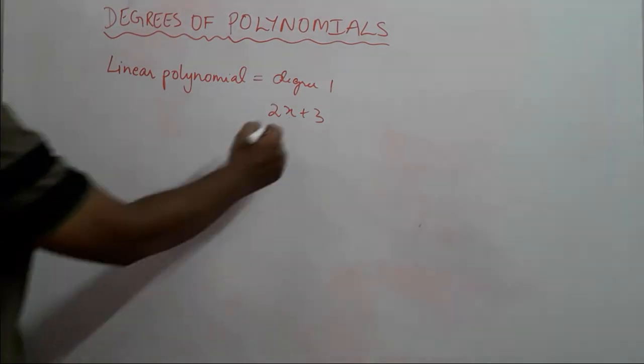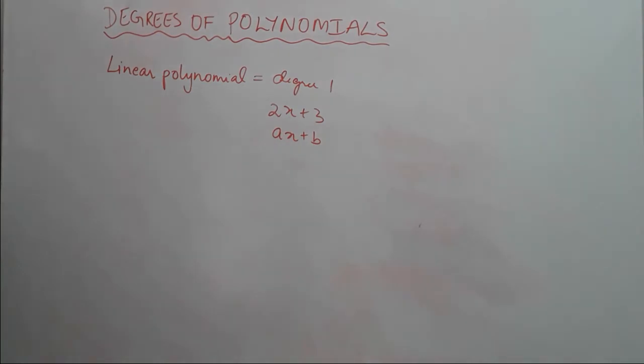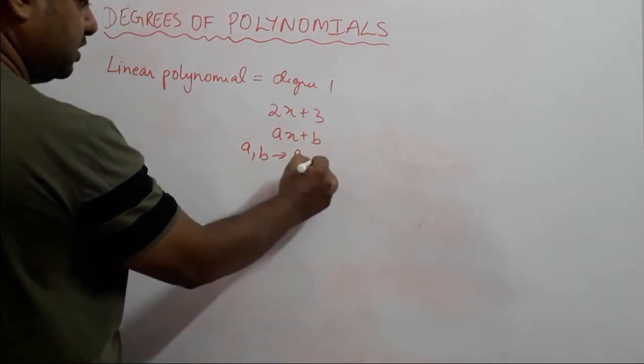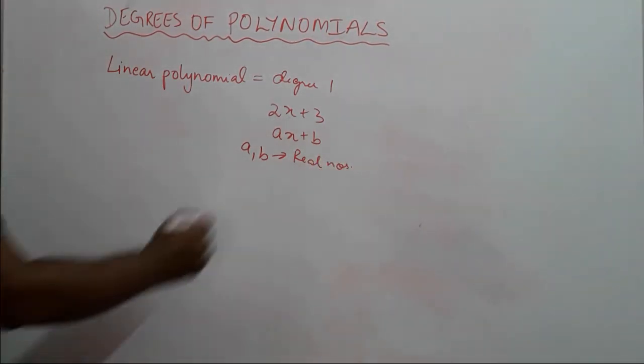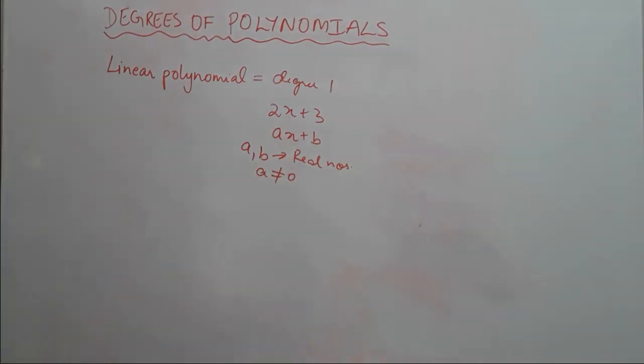It is usually in this form, ax plus b, where a and b are real numbers, and a is not equal to 0. I'll be putting the definitions of these 4 polynomials in the description box. Kindly have a look at them.